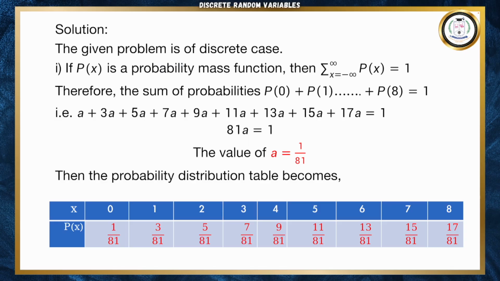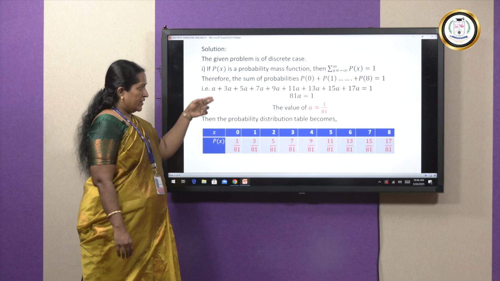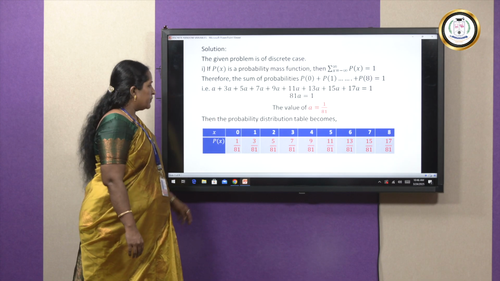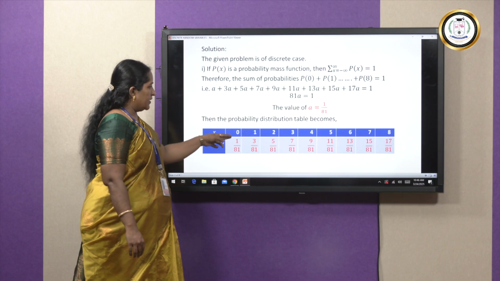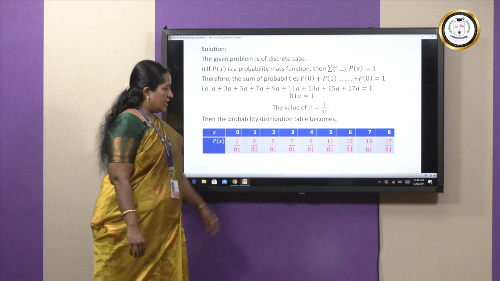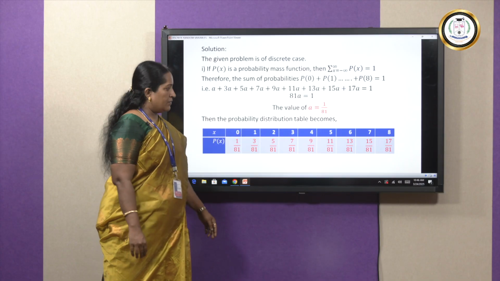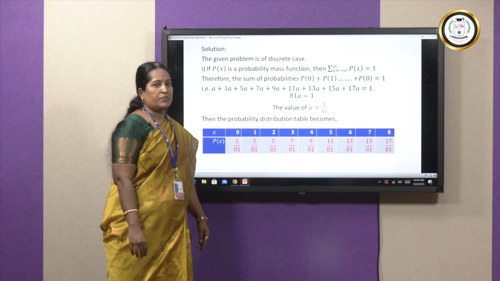Then the probability distribution table becomes, we can write the distribution table again by substituting the value of a. So in this question, we substitute 1 by 81 in the place of a. If you substitute, your probability distribution table would be like this: 1 by 81, 3 by 81, 5 by 81, 7 by 81, 9 by 81, 11 by 81, 13 by 81, 15 by 81, and the last one 17 by 81.